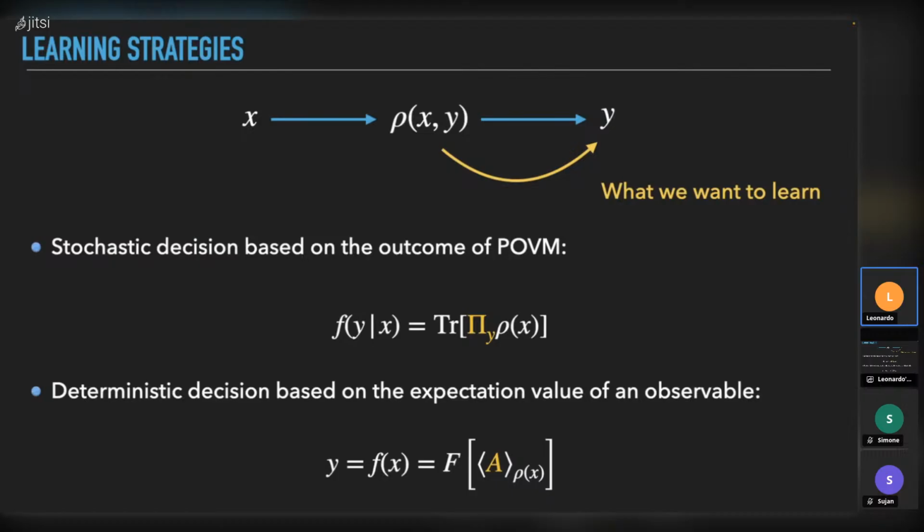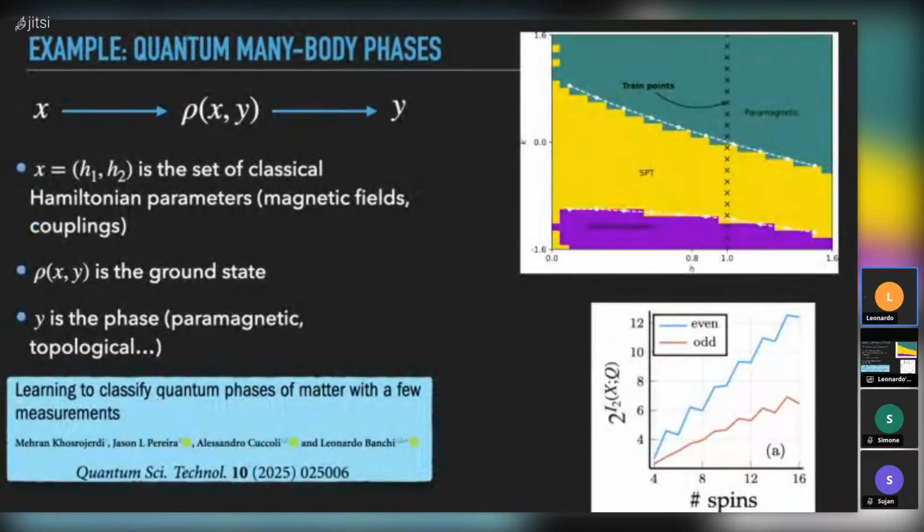So there are two ways. Either we do a stochastic decision based on some P over M, or we make deterministic decisions. So we measure some expectation value, and then, using some function of the expectation value, we estimate our value. These are, let's say, the two different settings. And so let me show you some applications, okay? Because all of this is quite abstract so far.